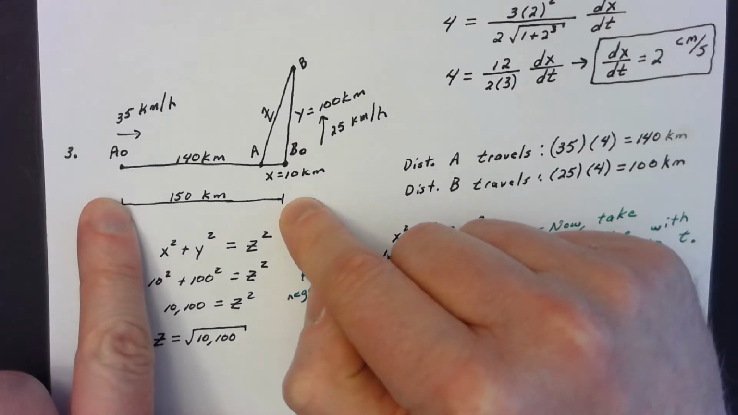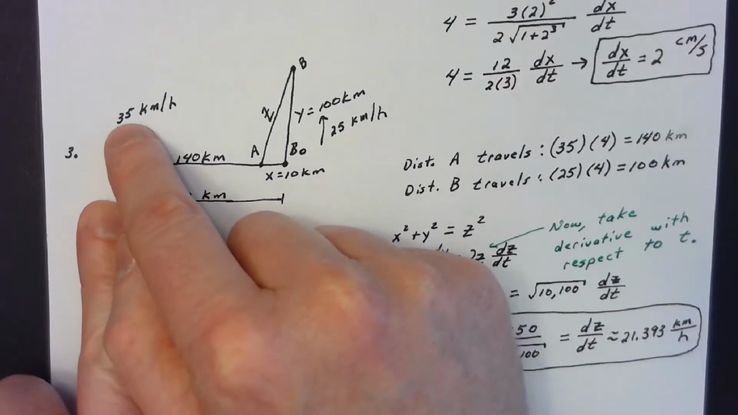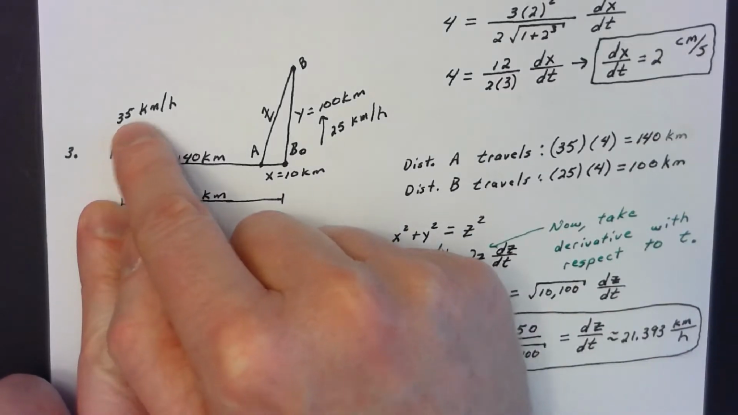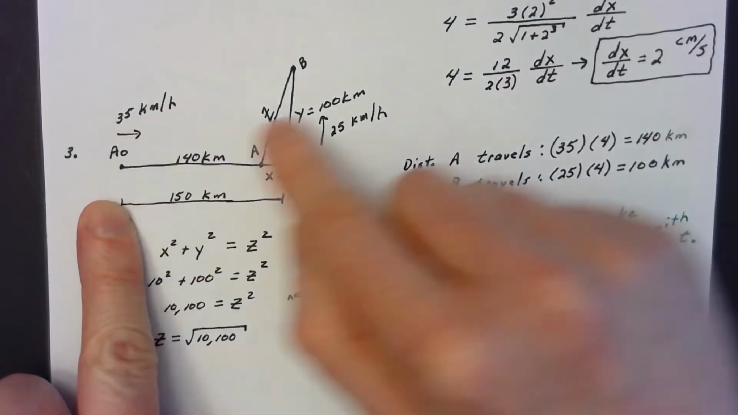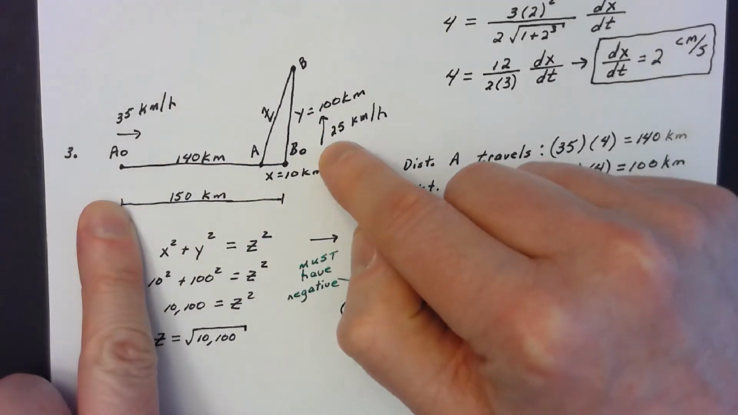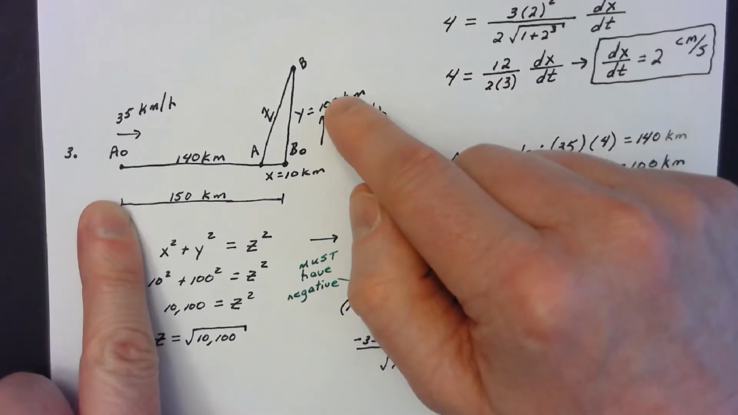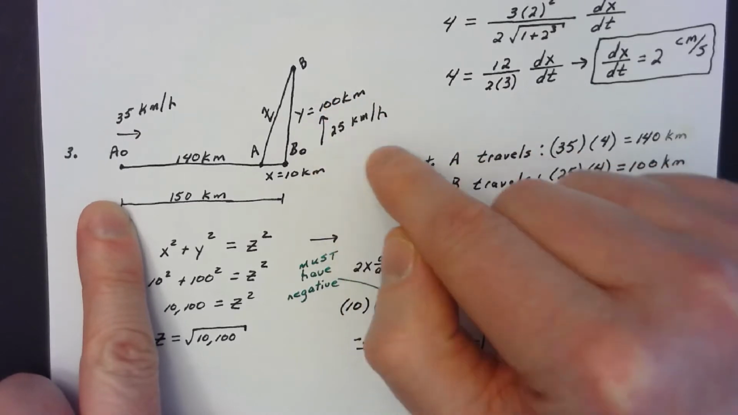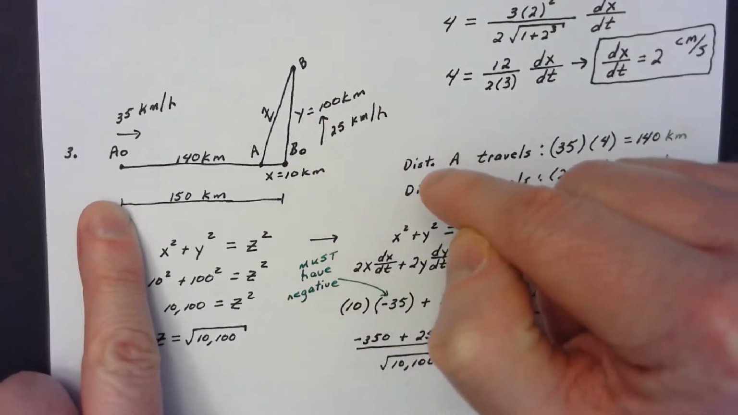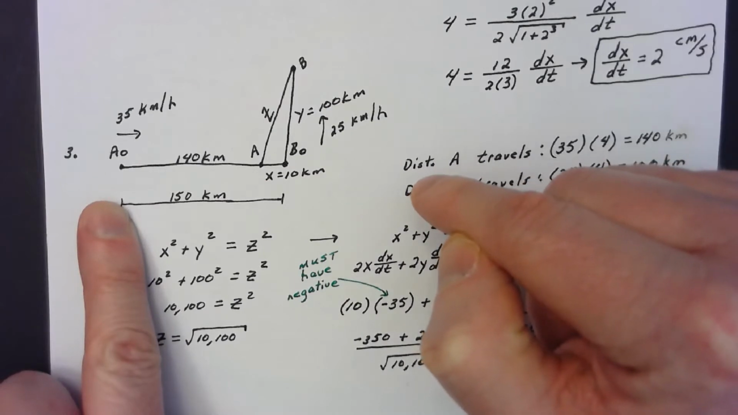But now you know that A is traveling east at a rate of 35 kilometers per hour. Meanwhile, B is traveling north at a rate of 25 kilometers per hour. Well, they start this at 12 p.m. and we're interested in how fast they're moving apart at 4 p.m.